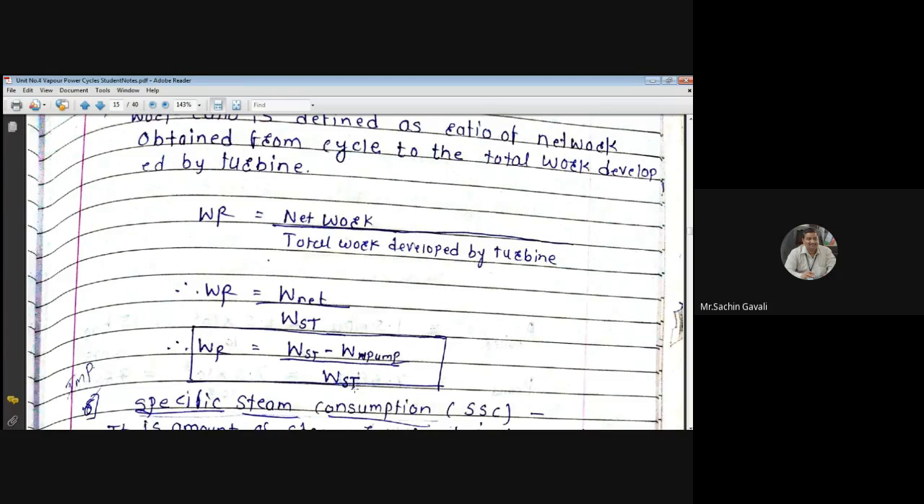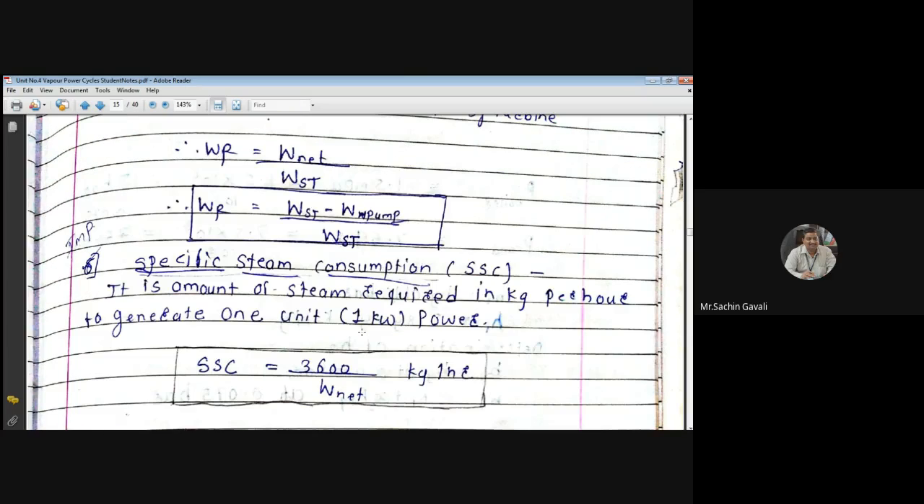Anybody of you, the work ratio value, on that day I have told you, we have revised also. Near about 1, so 1. 0.99 or near to 1, because pump work is very less as compared to turbine work. If the turbine is developing 100 kilojoule of work, the pump requires only 1 kilojoule. Therefore this work ratio will come to 1: 100 minus 1 divided by 100, so 99 divided by 100, it will be 0.99. So work ratio is always nearly equal to 1.